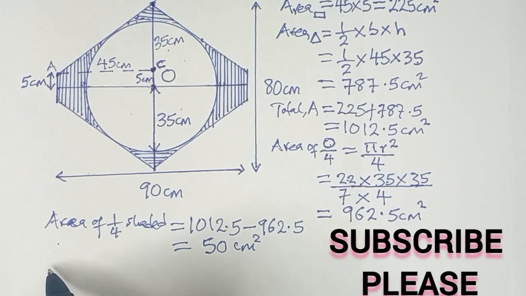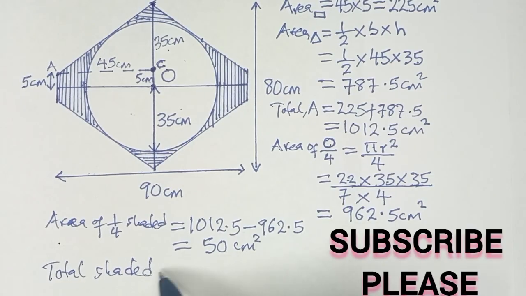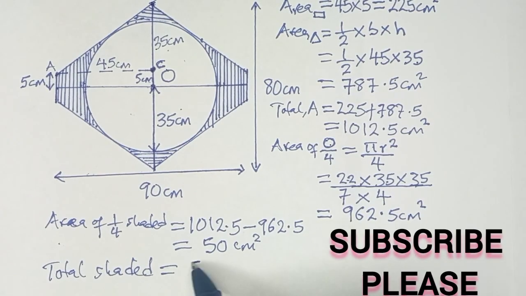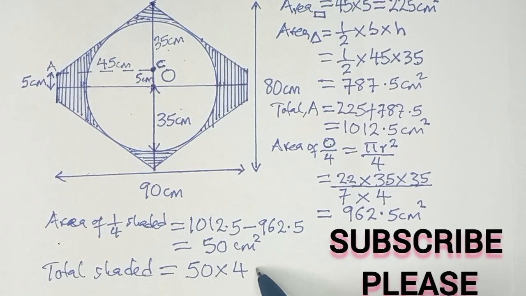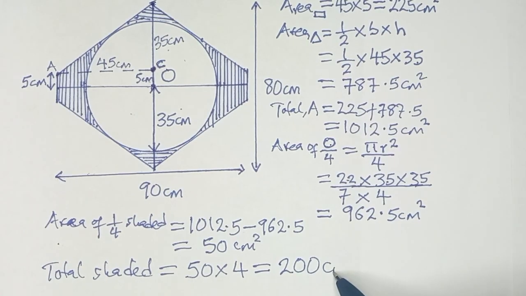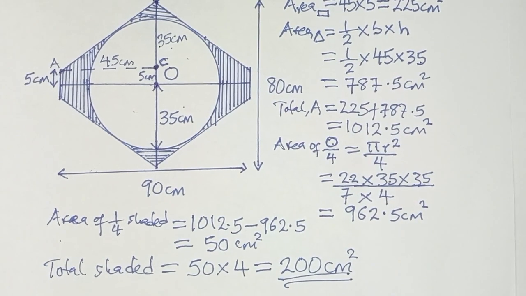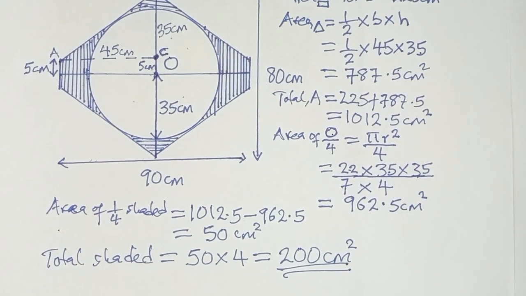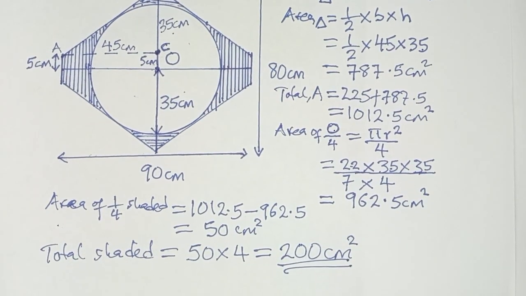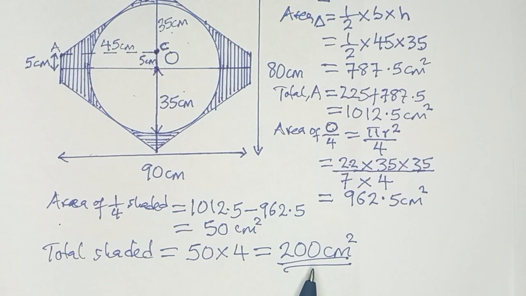So I can now write total shaded area will be equal to this 50 that we just obtained now, multiplied by 4. And that will give us the total area of the shaded portion as 200 centimeter square. And this is the final answer. Interesting, isn't it? Please, this is the final answer for the shaded portion.